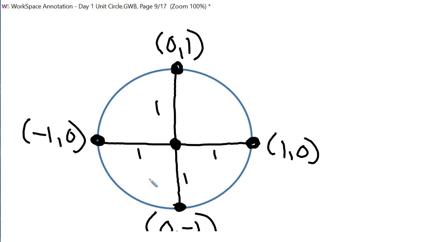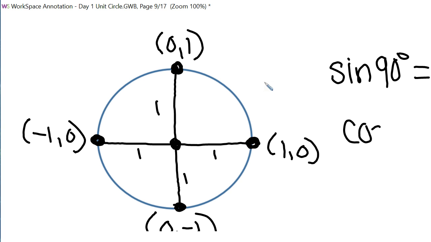So if I asked you, what is the sine of 90 degrees? What's the sine of 90 degrees? Here's 90 degrees right here. This is cosine, so the sine is 1. What if I asked you for the cosine of 360 degrees? Yeah, here's 360 right here. The cosine would be the first one, which would be 1.